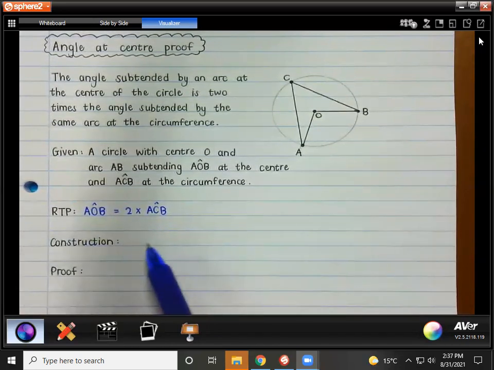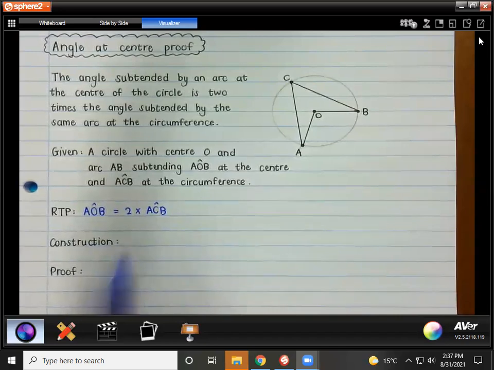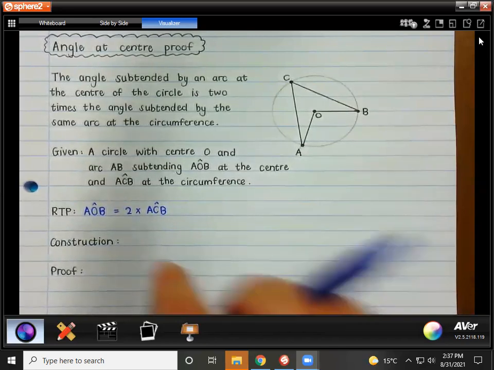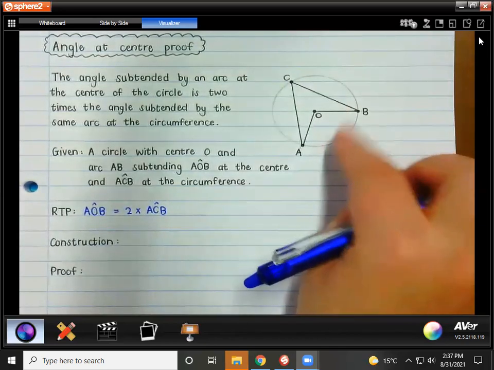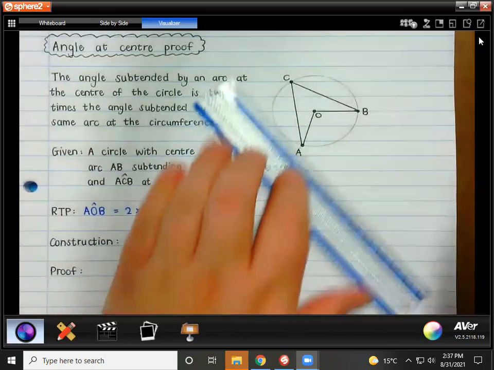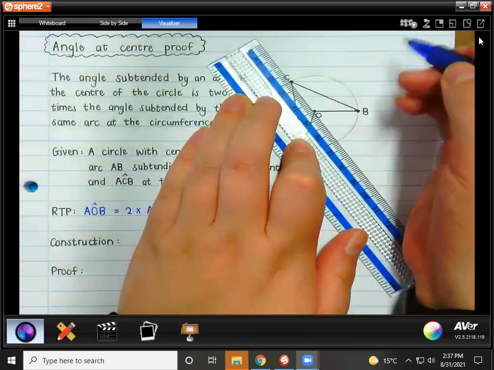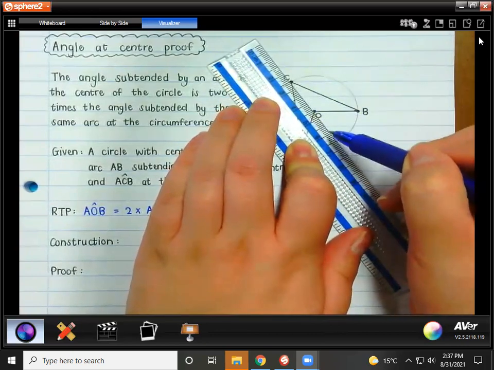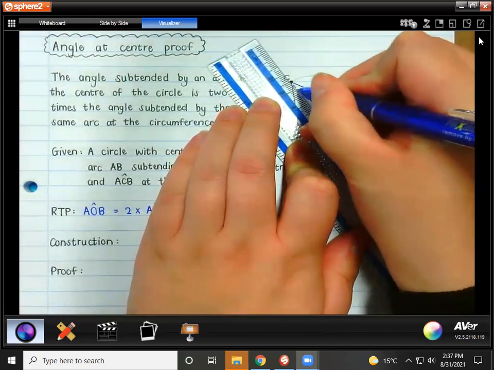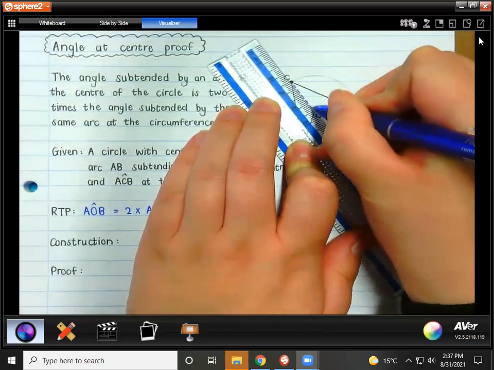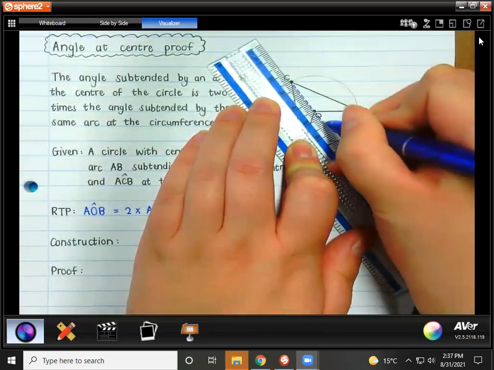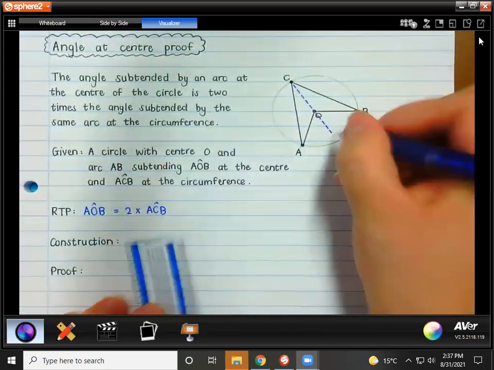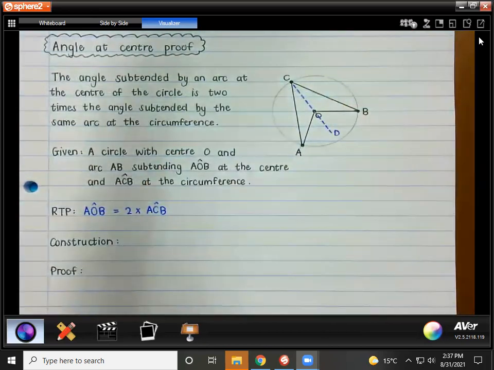Now, the construction is something that you need to remember. You need to memorize the construction. We're going to write it down and draw it in on the picture. So what you're going to do is draw a dotted line connecting CO and just let it go past O as well. You'll see now when I do mine. So I'm drawing in this dotted line and extending it. The point that I stop at, I'm just going to call point D.